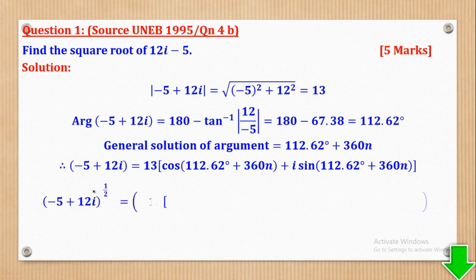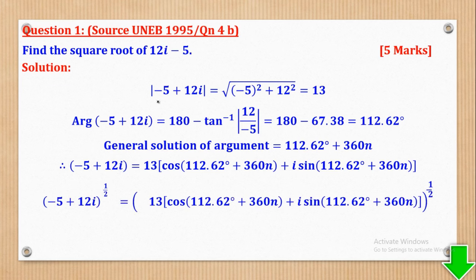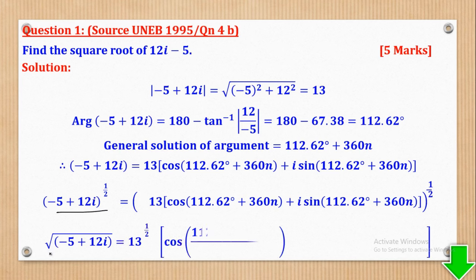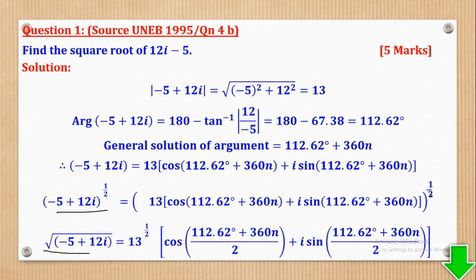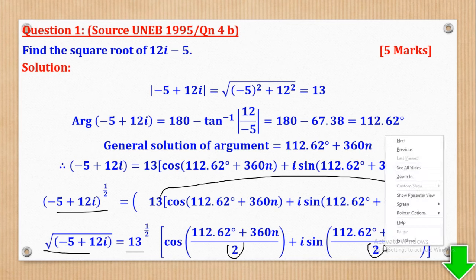The next step is to raise both sides to power 1 over 2, because they said square root. So this is power 1 over 2, power 1 over 2. That means this one is the same as this, and this one means this. Using De Moivre's theorem, this goes here to give you this, and this half multiplies each angle. That's why you see a over 2 and over 2 there.